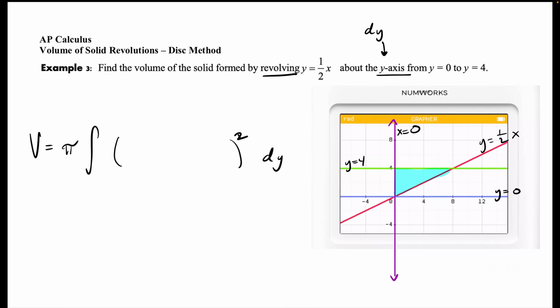Why not 0 to 8? You're right, Ezekiel. Why not 0 to 8? Yeah, that's only dx, right? dy goes y's. So from 0 to 4. 0 to 4 in this one.